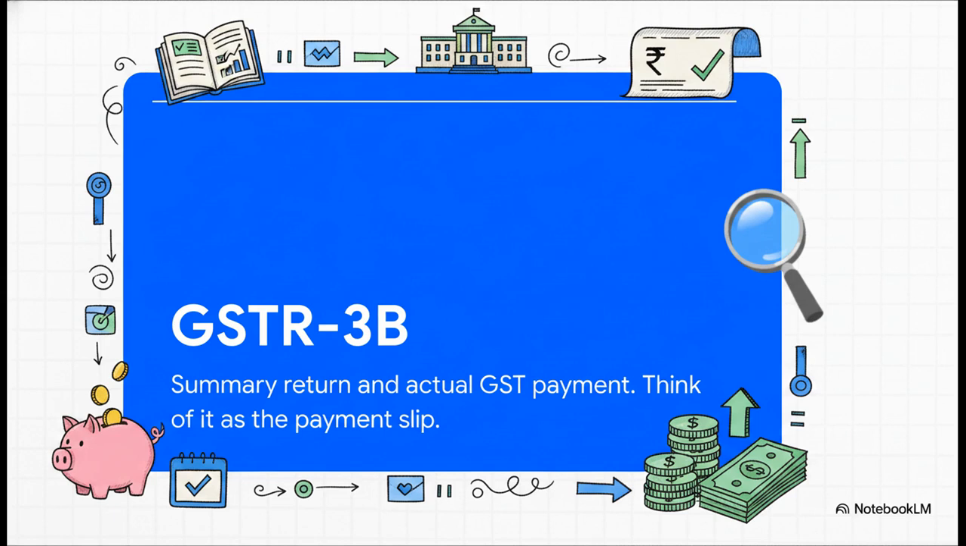Now notice how GSTR3B flips the script. While GSTR1 is your detailed invoice list, GSTR3B is just a summary return. But more importantly, this is the form where you actually transfer the collected GST over to the government. So if GSTR1 is your report card, GSTR3B is your payment slip. This form trips so many people up because they just naturally assume that listing their invoices means they've paid their taxes. Not true at all. GSTR3B is where the actual math and the actual money transfer happen.